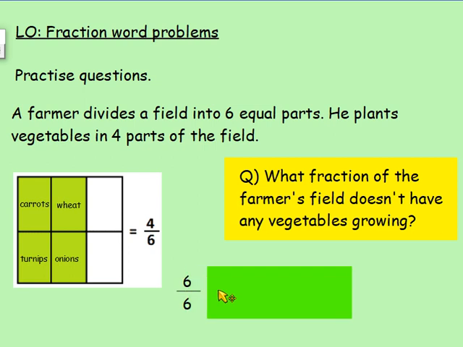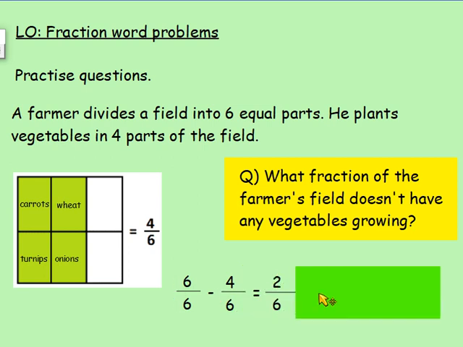Look, so if we had the whole of the farmer's field, all 6 pieces would have 6/6, one whole. Okay, so we need to work out what's left after 4 parts of the field has been used already. So it will be 6/6, or one whole, subtract 4/6. So the denominator stays the same. 6 take away 4 is 2, so the answer is 2/6. The farmer has 2/6 of his field left.